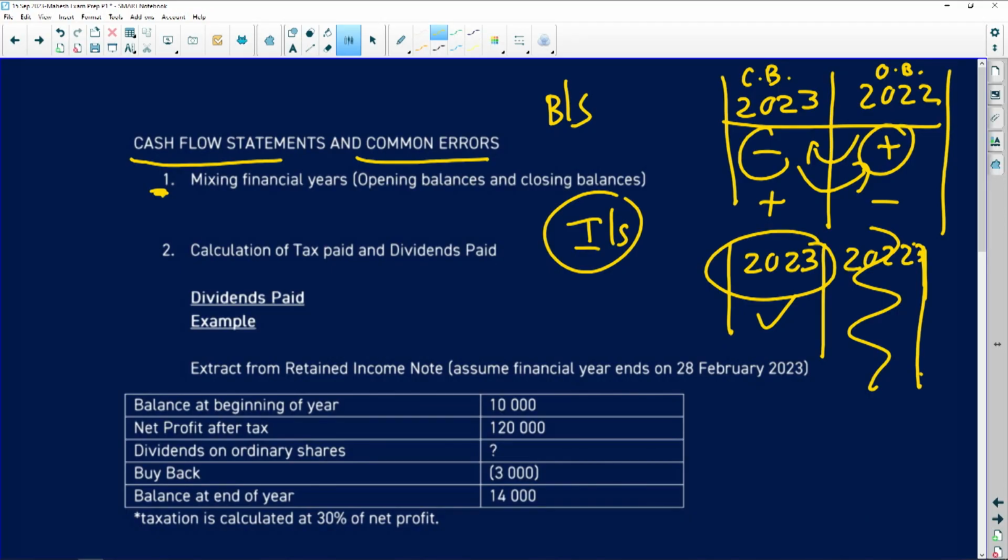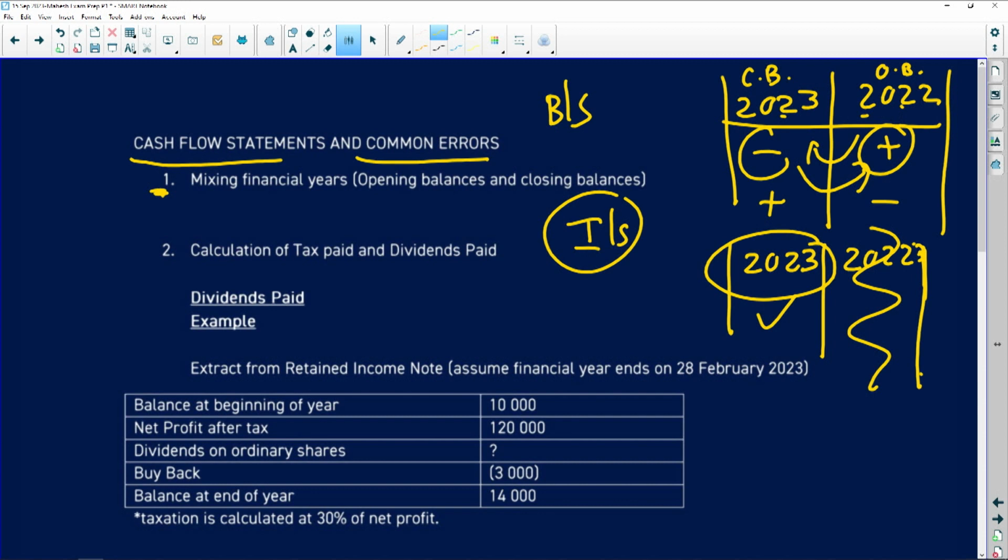So what should you do? As you are reading, before you attempt the question, you need to highlight. Maybe take 2 different colored highlighters, 2 different colored pens, and highlight what's your opening balance, what's your previous financial year, what is your current financial year. Okay, right, so that's the first bit that I wanted to highlight to you guys.